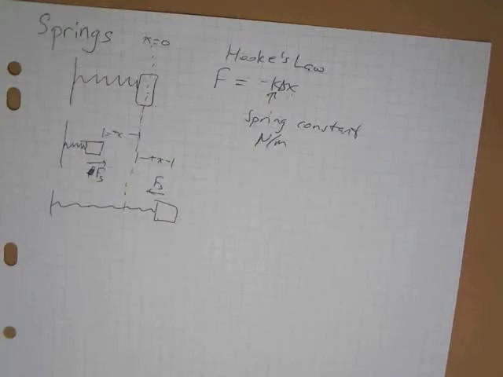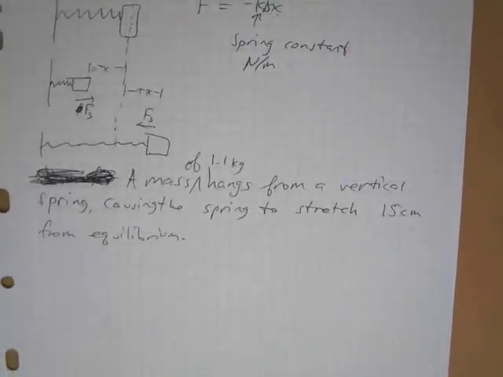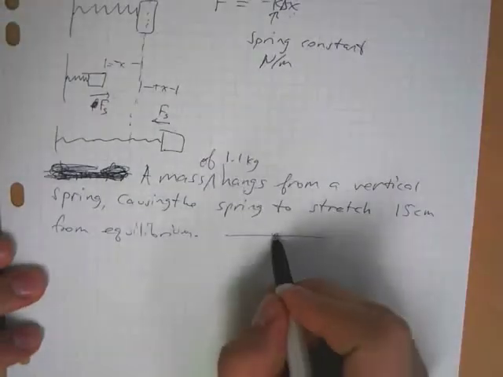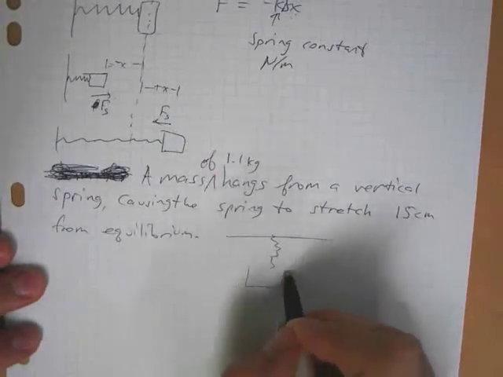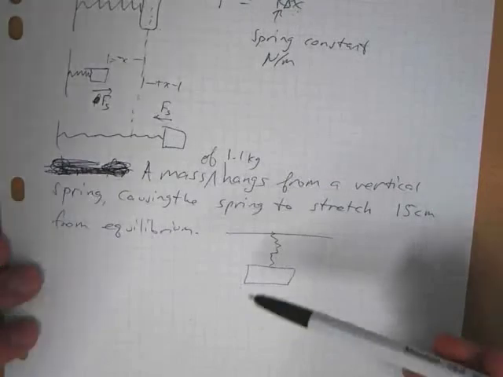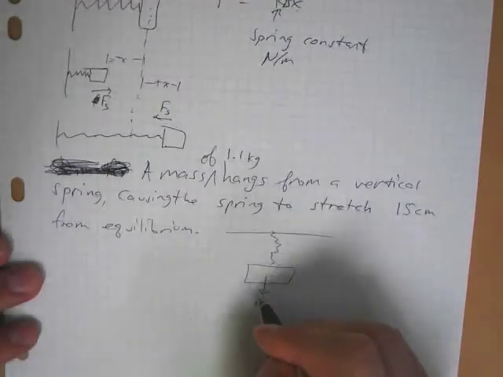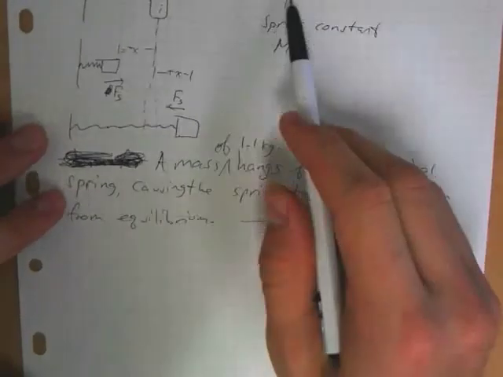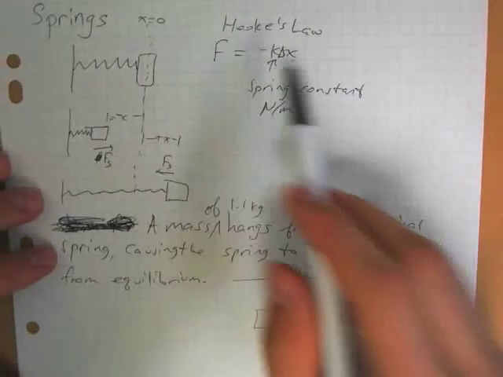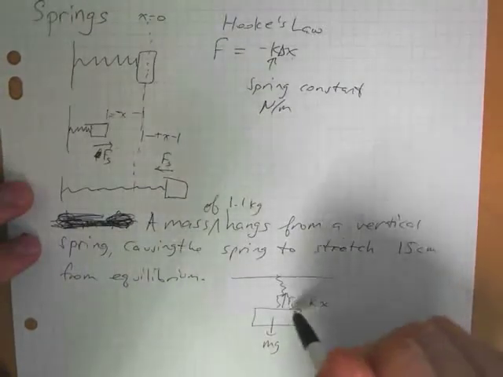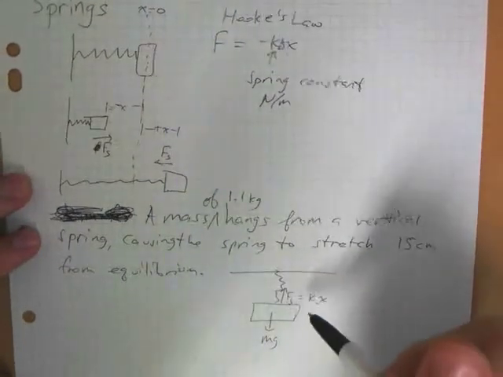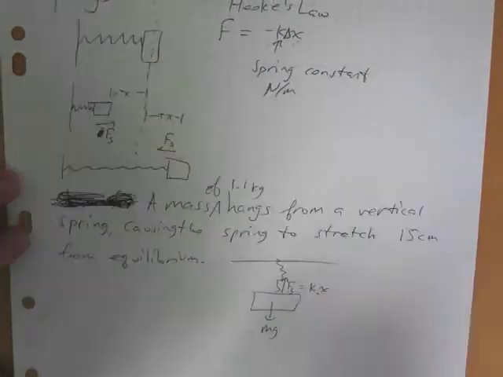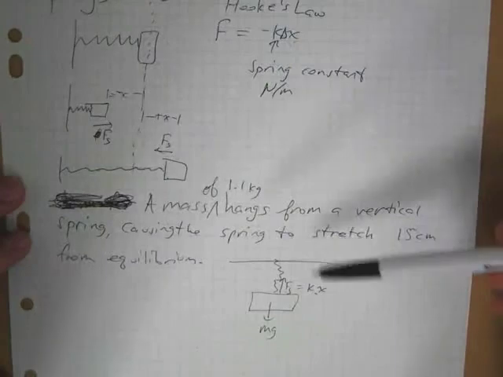1.1 kilograms hangs from a vertical spring, causing the spring to stretch 15 centimeters from equilibrium. So we got a spring, and there's a mass hanging from it, and the spring is stretched 15 centimeters from equilibrium. Well, what forces are acting here? We've got gravity, and then we've got spring force going upward, which is k delta x. The minus, don't necessarily just plug in the minus. The sign you give to this is going to be based on the direction that force is pointing. Since it's stretched, that force is pointing upward, and therefore we'll give a positive sign to the kx, even though the formula says minus kx.